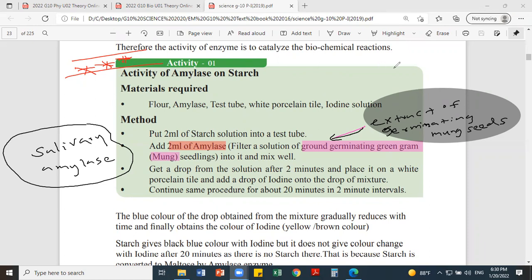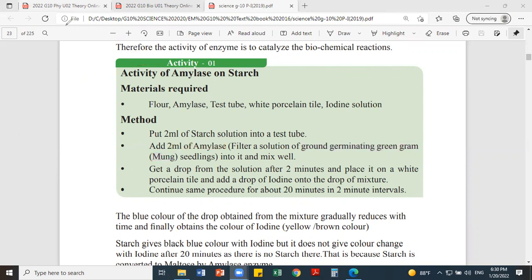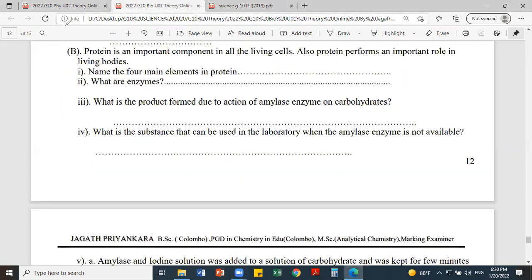Right. I'll erase this. I'll move back to the theory question now. Right. So what is the answer? What is the substance that can be used in the laboratory when amylase enzyme is not available? So write there saliva, or you can write extract of germinating mung seeds.